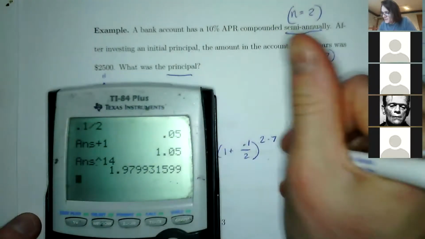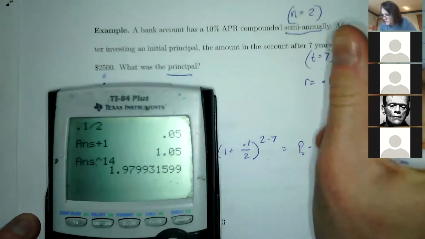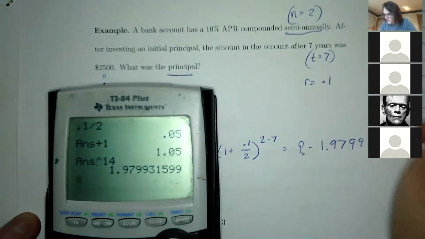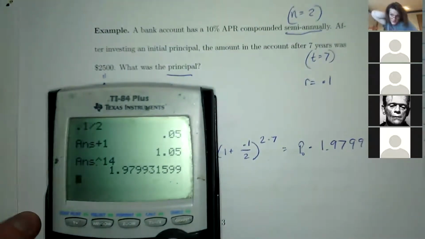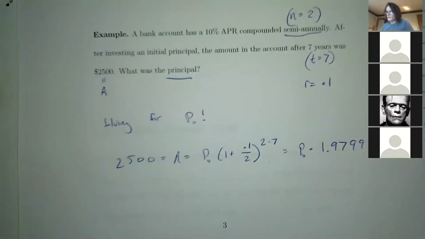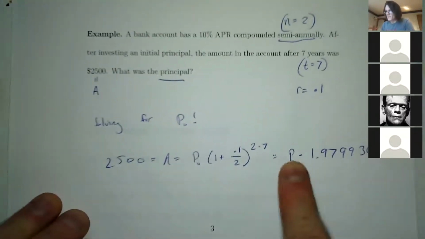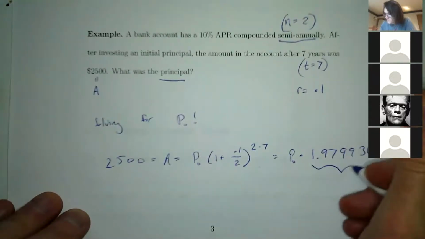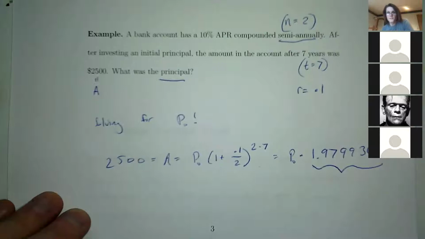So this is P naught times 1.979931599. You can round it to whatever you like. Whenever you round, you should realize that you're going to get errors. It's an estimate when you start rounding. So the more you keep, the better. And now, 2,500 equals that stuff. So what I can do is just divide both sides by that 1.9 stuff.